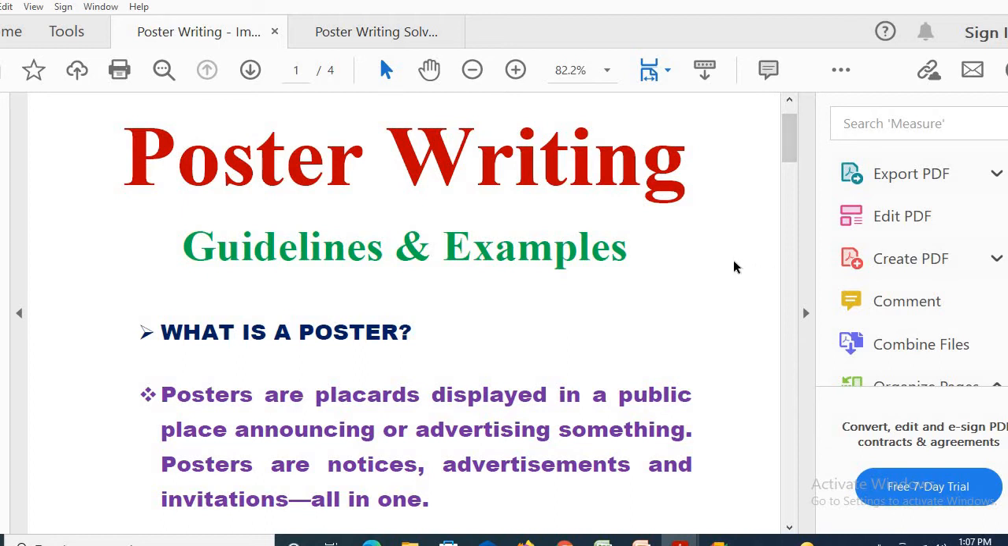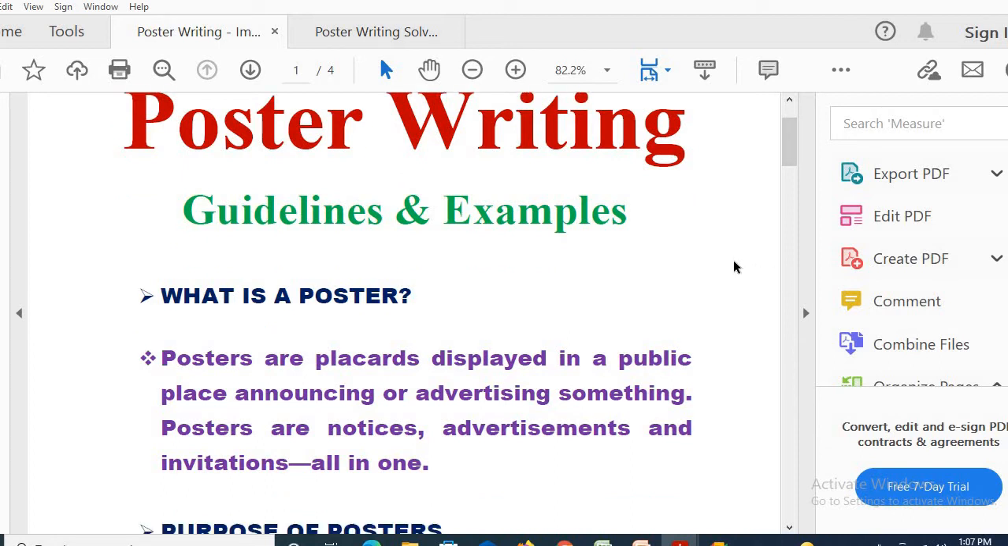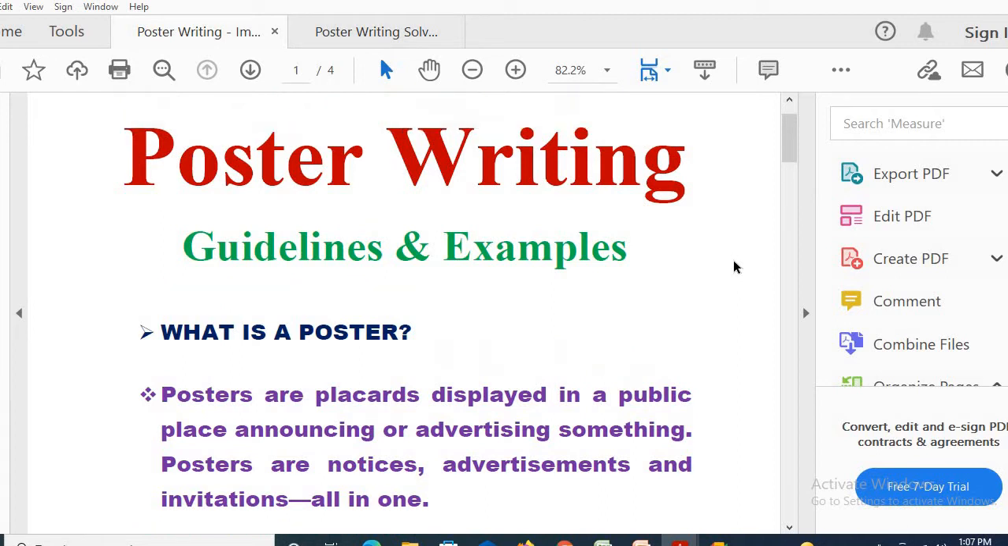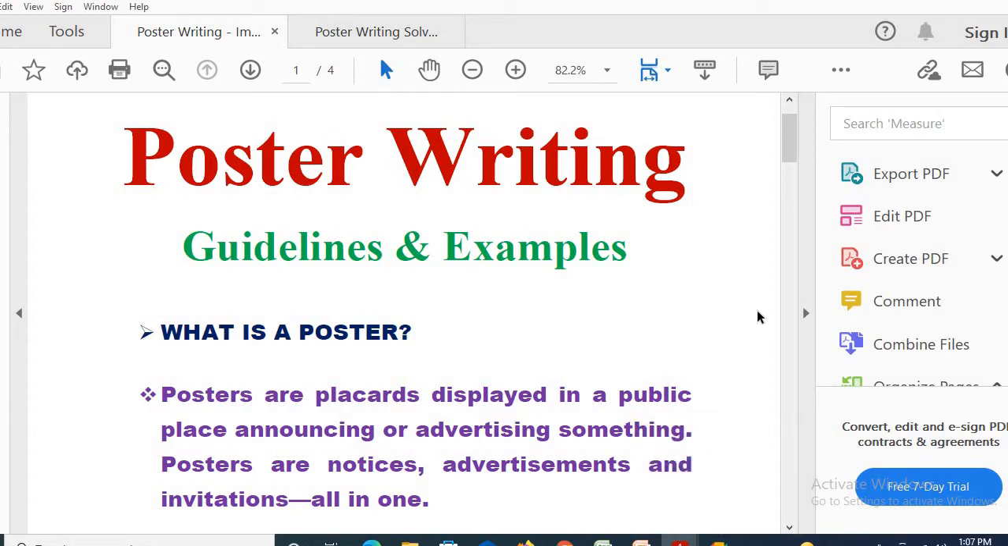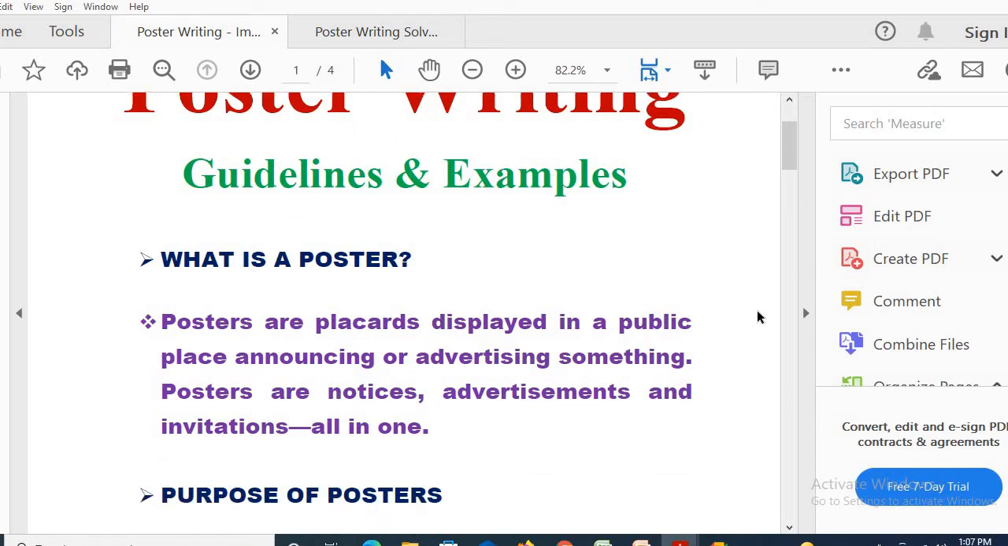Poster writing, guidelines and examples. Make sure you all can see it and please respond to me whether it is visible to you or not, because this is the first important thing that I will be discussing with you in the class. Okay, fine. Thank you for your feedback. Now let me move on. Guidelines and examples, very important.